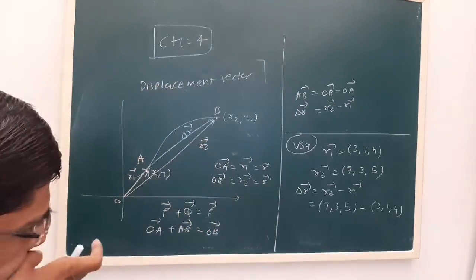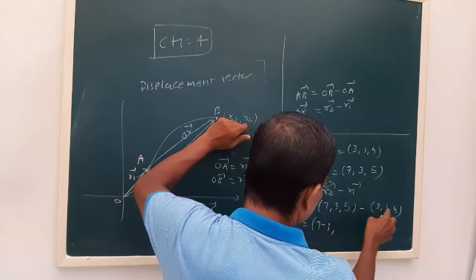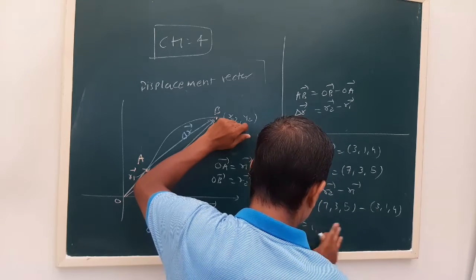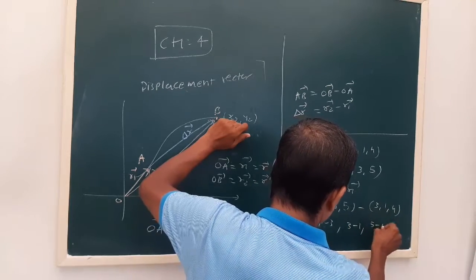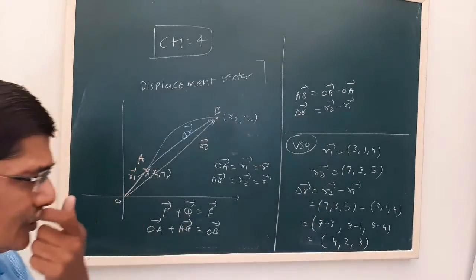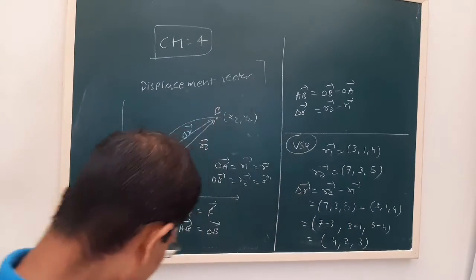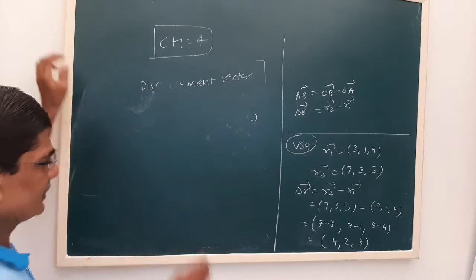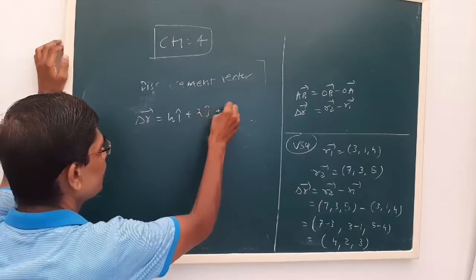Now see, we have to find out the coordinates first. So that will be 7 minus 3, 3 minus 1, 5 minus 4. That is 4, 2 and 3. So here what we have taken is x2 minus x1, y2 minus y1 and z2 minus z1. Now see, this is the vector form. We can write delta R as 4i plus 2j plus 3k.